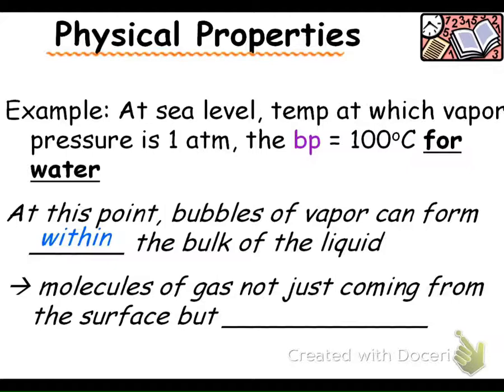At 1 atmosphere and 100 degrees Celsius, bubbles of vapor can form within the bulk of the liquid. There is enough energy within that liquid, if we're heating it, to form bubbles. So the molecules of gas are not just coming from the surface, but from everywhere. This is a good reminder that boiling happens from the whole body of liquid rather than just from the surface. There's energy included everywhere, not just the molecules at the surface getting enough kinetic energy to escape, as in evaporation.